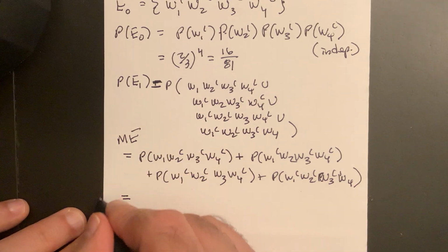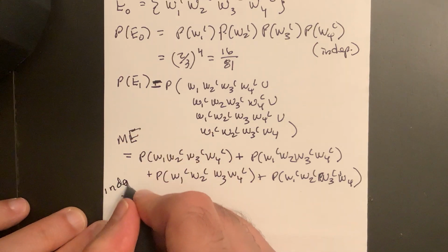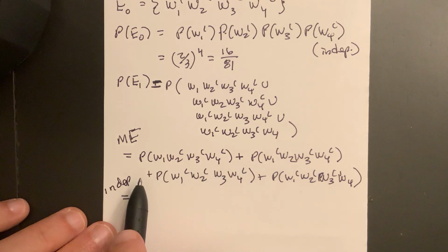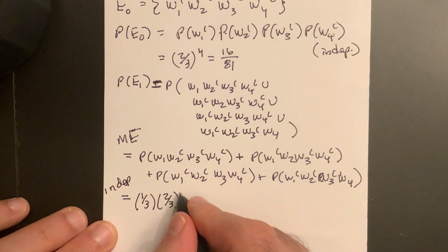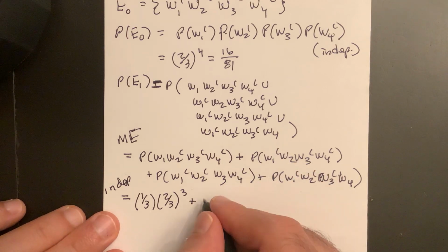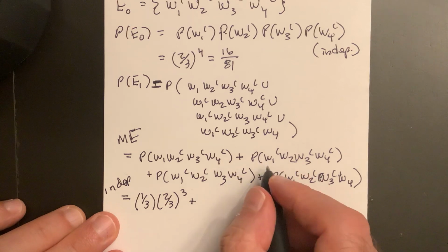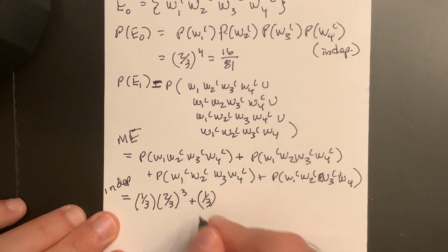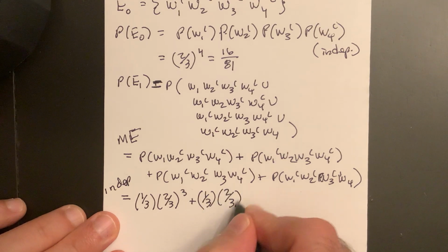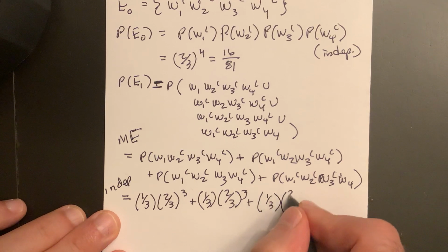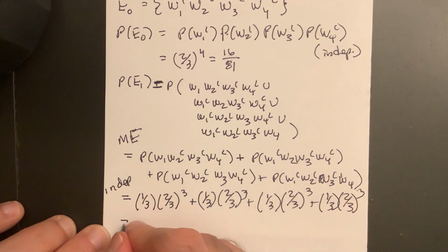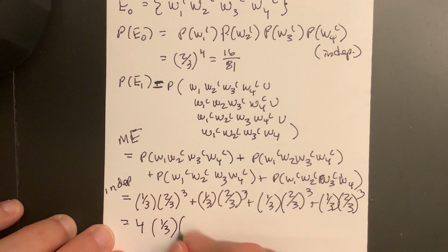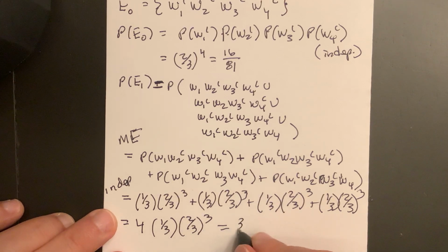And now, from the independence, what do we have? Each of these is equal to the product, right? So the first one is 1/3 times 2/3 cubed, plus the next one would be same thing, right? I have 1/3 times 2/3 cubed, plus, I will only do this one. So we have 4 times 1/3 times 2/3 cubed. I get an 81 on the bottom. On the top, I have an 8 and a 4. So I have 32 over 81.